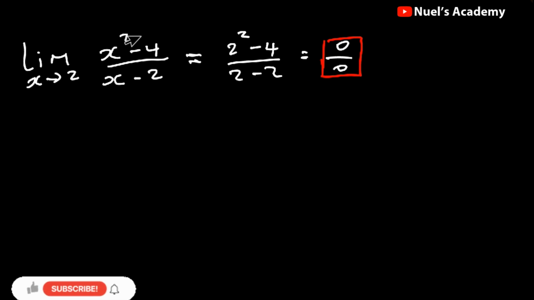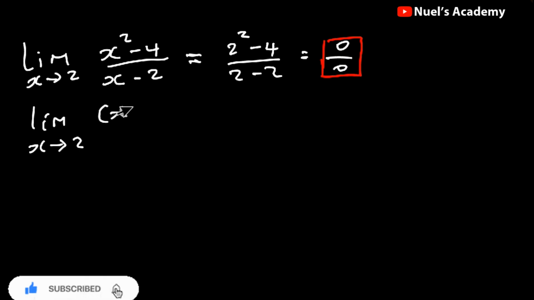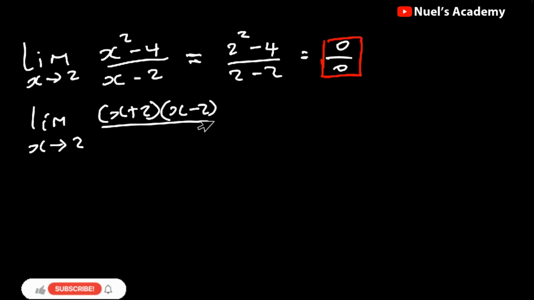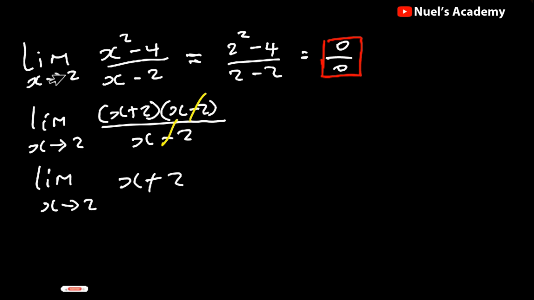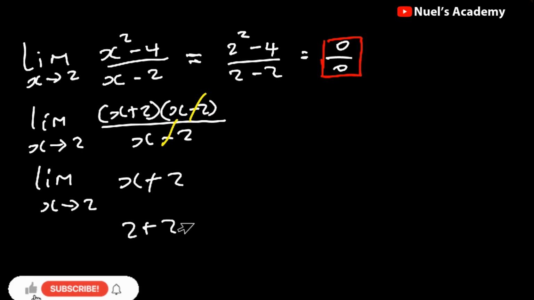So let's try and factorize this numerator. If we factorize this numerator, we have limit as x approaches 2 of x plus 2, because this is a difference of 2 squares, then x minus 2 over x minus 2. As you can see, this and this have cancelled. We will be left with limit as x approaches 2 of x plus 2. So let's plug in the value of x, which is 2 here. So 2 plus 2 is equal to 4. So as you can see, we have gotten 4, which we got earlier. Let's solve another example.